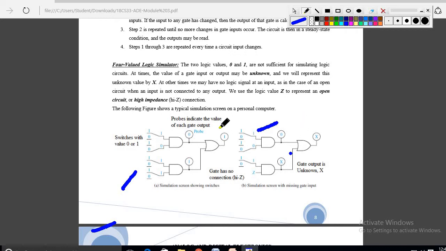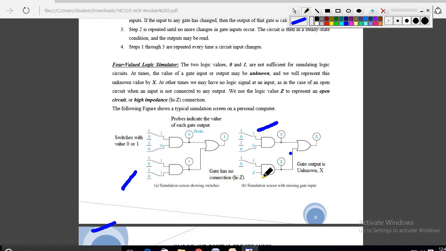The process continues, but in the second AND gate, one of the inputs should be 1, but another input is missing. I don't know what the input is. It might be a 1 or it might be a 0, right? So in that case, the gate output should also be unknown. We don't know what Z is, which means I don't know the value of the output either.